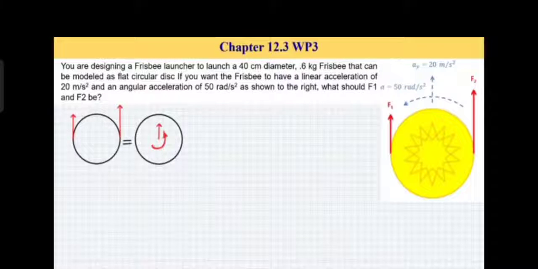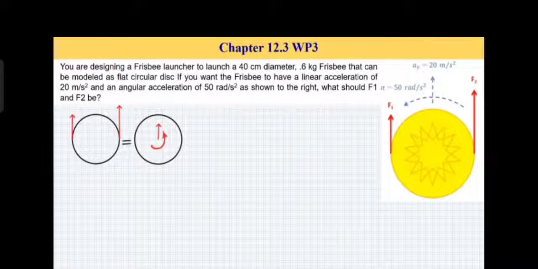You are designing a frisbee launcher to launch a 40 cm diameter, 0.6 kg frisbee that can be modeled as a flat circular disc. If you want the frisbee to have a linear acceleration of 20 meters per second squared and an angular acceleration of 50 radians per second squared as shown to the right, what should force 1 and force 2 be?